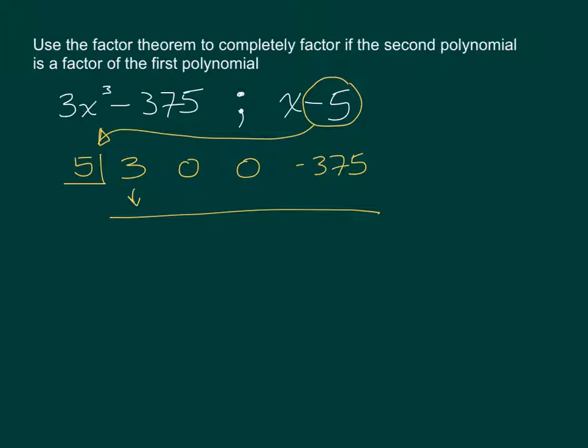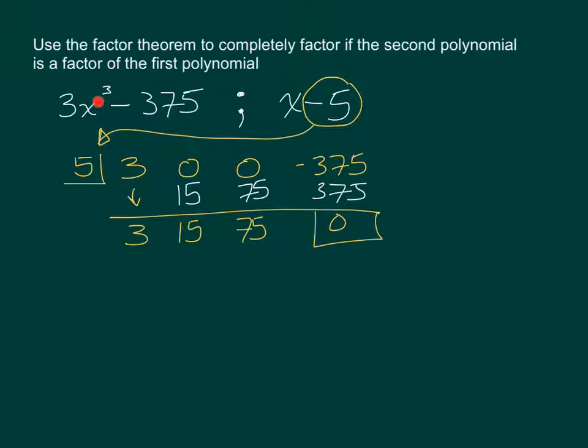The first number we always bring down, and then we multiply 5 times 3, and that goes into the next column as a 15. Then we add these two numbers, 0 and 15 is 15. And then we just continue this process all the way down until we get a 0 remainder. So we already know that x minus 5 is a factor of this polynomial. What we need to do now is interpret our answer.